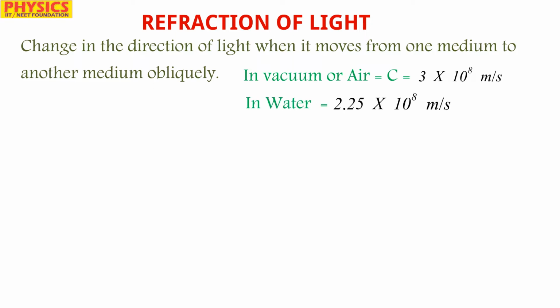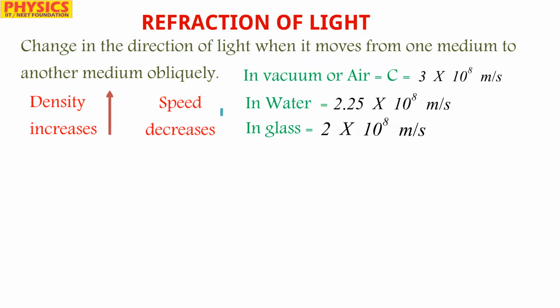Now observe carefully, the speed of light decreased when it is in water. Next, the speed of light in glass is 2 × 10^8 meters per second. The speed of light is less in glass compared to water. We know that water is denser than air or vacuum. Yes or no? Right. Similarly, glass is denser than water. From this we can understand that if the density of the substance increases, the speed of light is going to decrease.